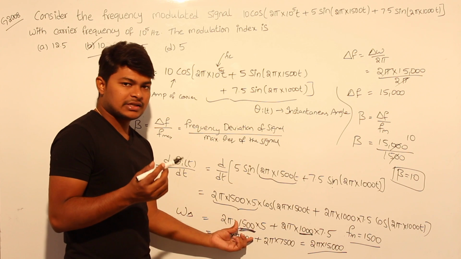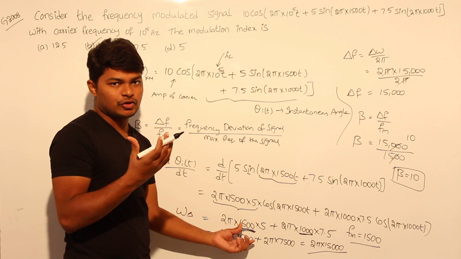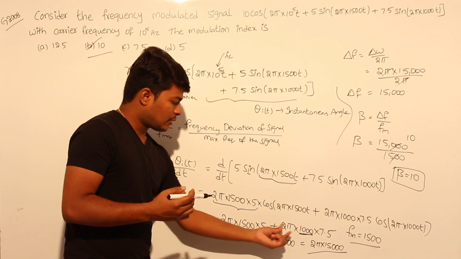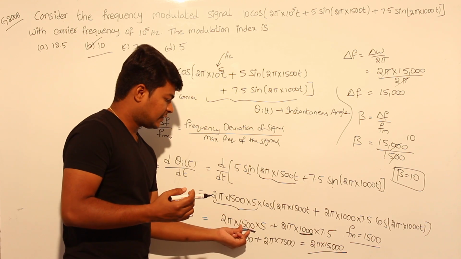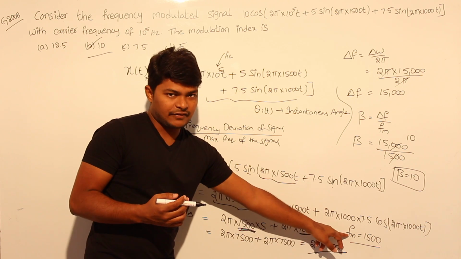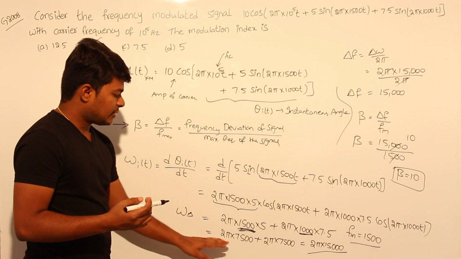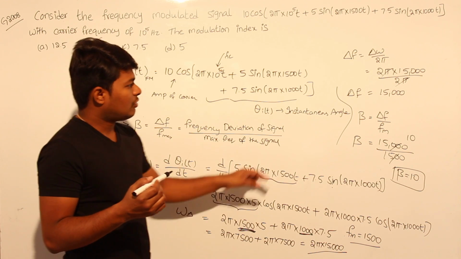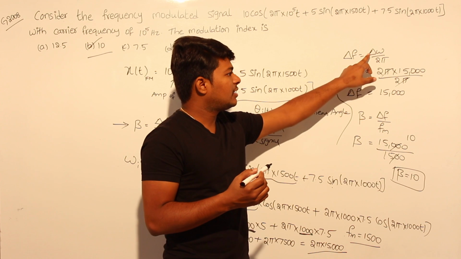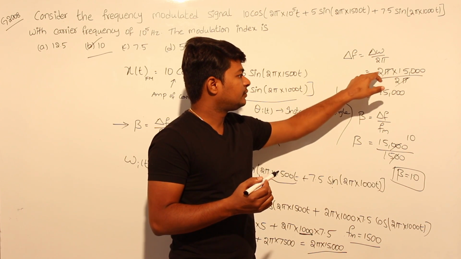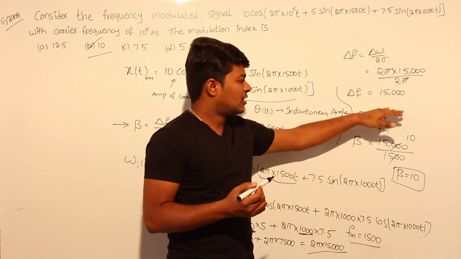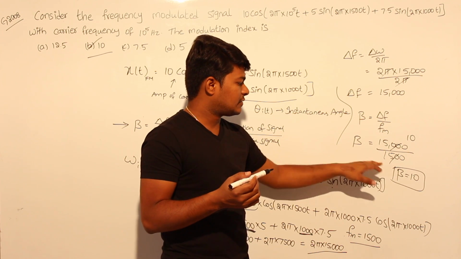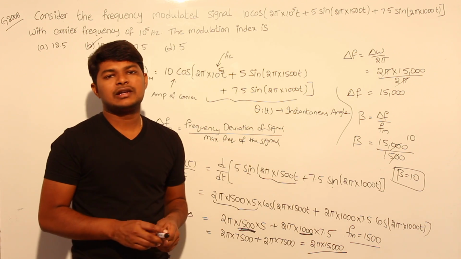Now we need to take this amplitude part, that is the magnitude part. In this magnitude part, whichever is the maximum frequency component between 1500 and 1000, you need to take that as FM, and you need to simplify further to get W delta, that is deviation. After that you can find frequency deviation by delta W by 2 pi. You get 15,000. Now modulation index is equal to delta F, frequency deviation, by FM. This will be 10. This is how we calculate the answer.